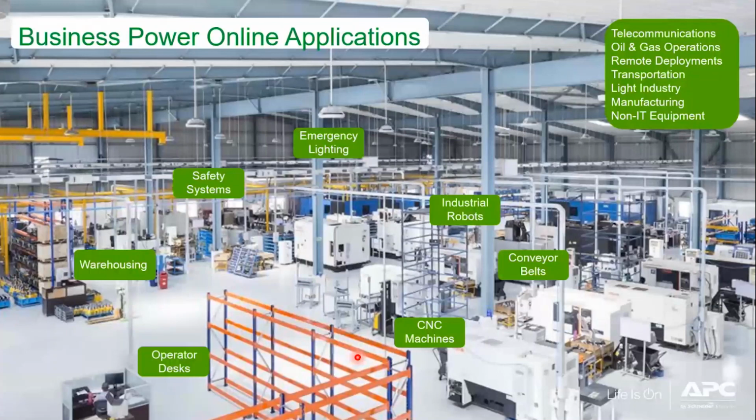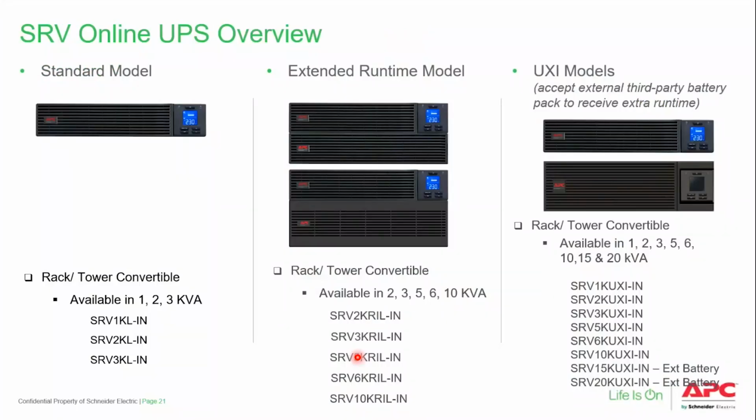The double conversion online topology UPSs can be used for all our wide applications for sensitive machines like safety alarms, warehousing, operator desks, CNC and PLC machines, industrial robots, emergency lighting, in telecommunication, transportation, manufacturing, and non-IT equipment also. So this is the product portfolio for SRV online UPSs. We have three categories in this product portfolio: a standard model, an extended runtime model, and a UXI model.